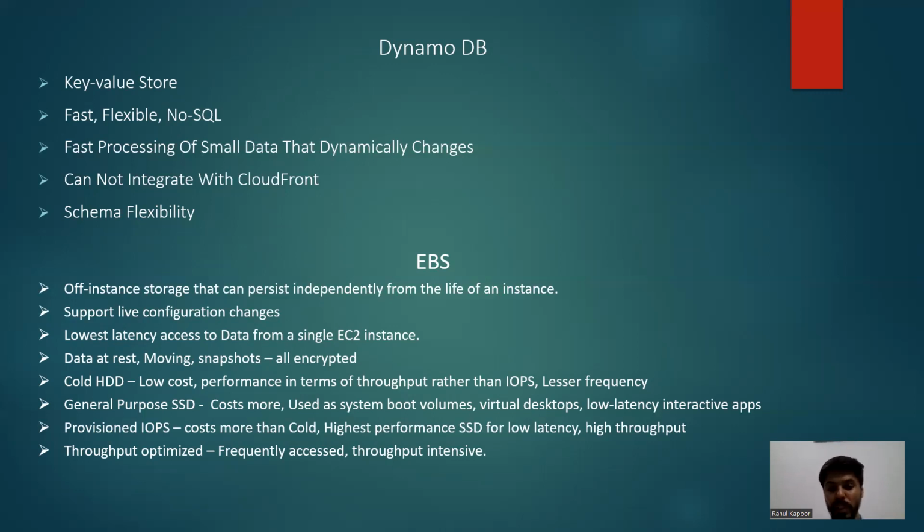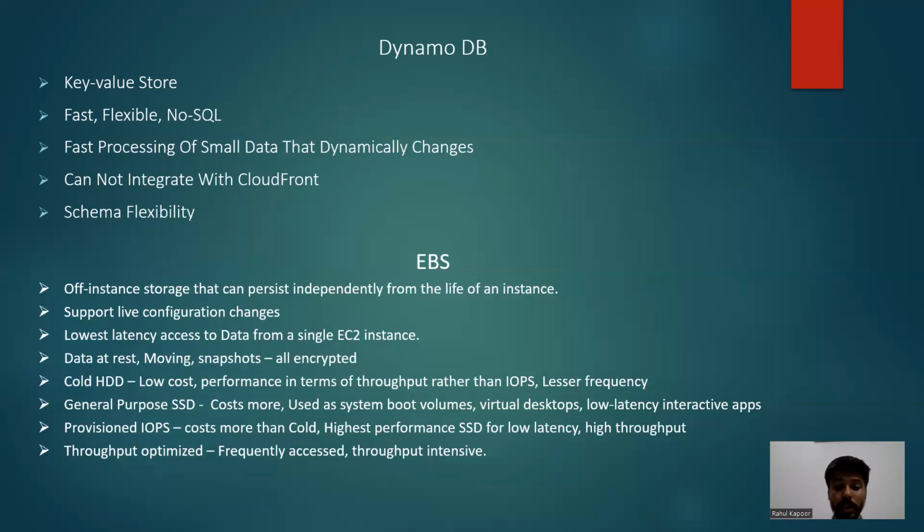Data at rest and moving, okay, in all the cases snapshots are encrypted, and there are different EBS volumes, like the last 4 points you can see, and it is highly likely you will get a question from this. Cold HDD, general purpose SSD, provisioned IOPS, throughput optimized. Okay, so cold HDD is low cost. It has high performance in terms of throughput rather than IOPS. Okay, lesser frequency.